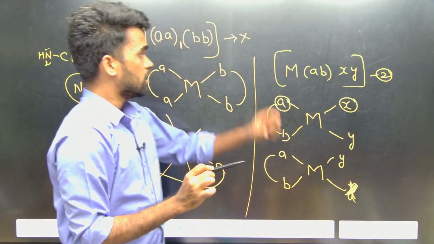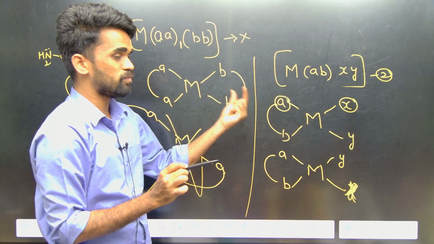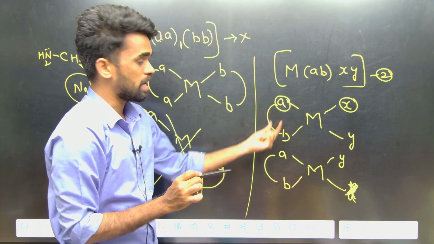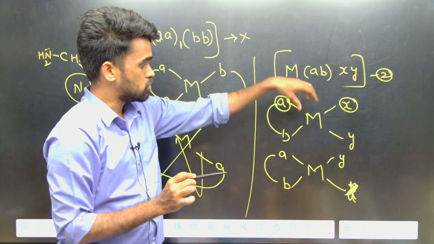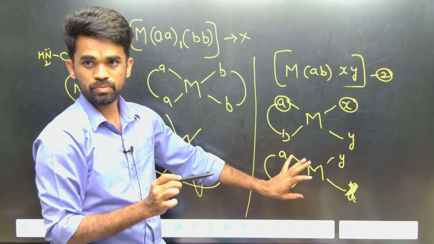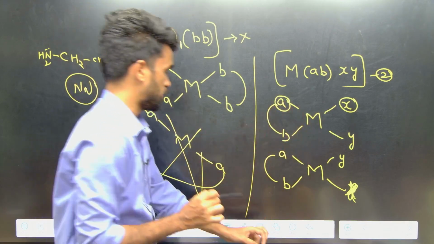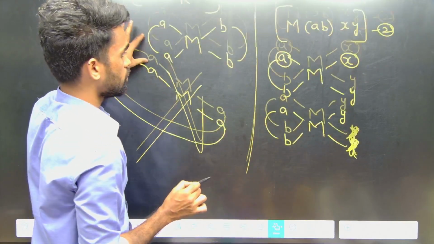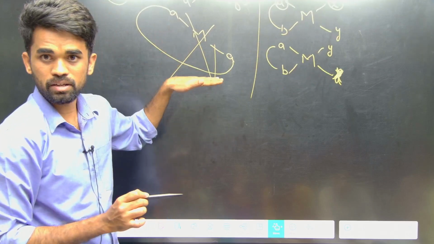You are getting now? If they give some random structure, random formula, how can you identify? Try to write its structure and just check whether geometrical isomerism is existing or not. Is this clear everyone? Yeah, perfect. Next. Square planar is done.